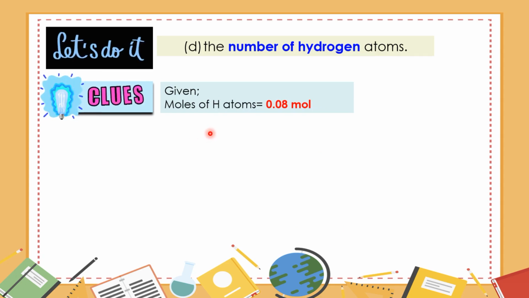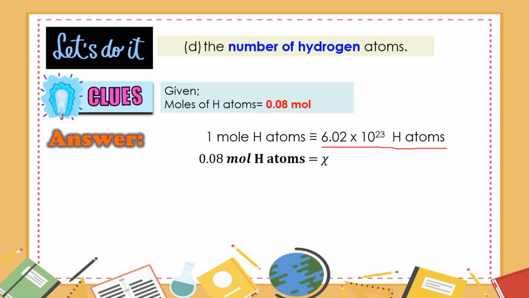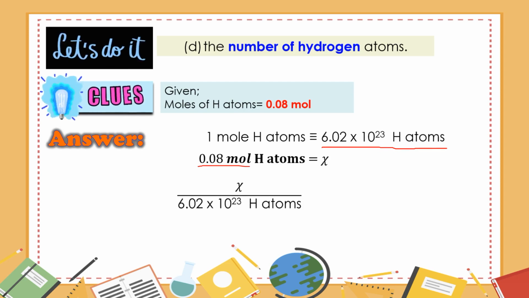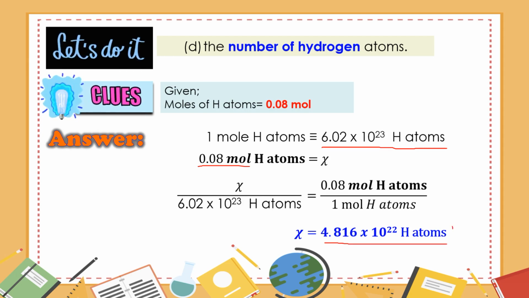For the second step, you can calculate the number of hydrogen atoms by relating mole with Avogadro's number. So you can write like this: 1 mole hydrogen atom is equivalent to 6.02 times 10 power of 23 hydrogen atoms. From the previous calculation, the number of mole of hydrogen atoms is 0.08. So we can calculate the number of hydrogen atoms by 0.08 times 6.02 times 10 power of 23. Therefore, the number of hydrogen atoms is 4.816 times 10 power of 22 hydrogen atoms. Okay, for the final unit, just follow the question.